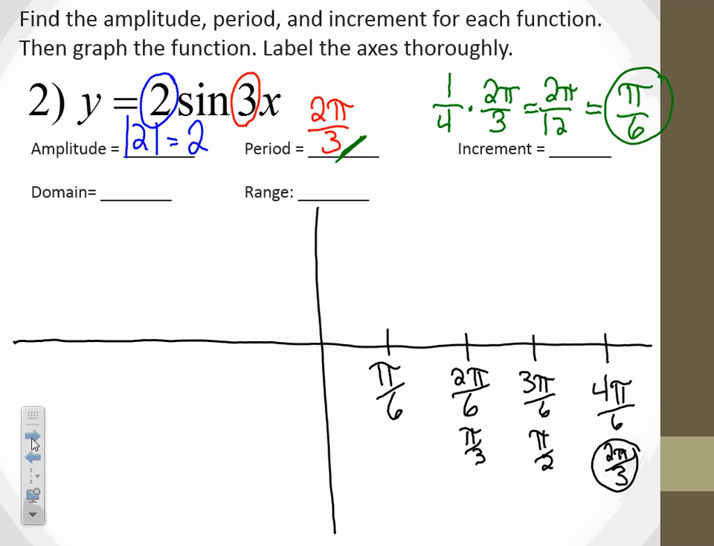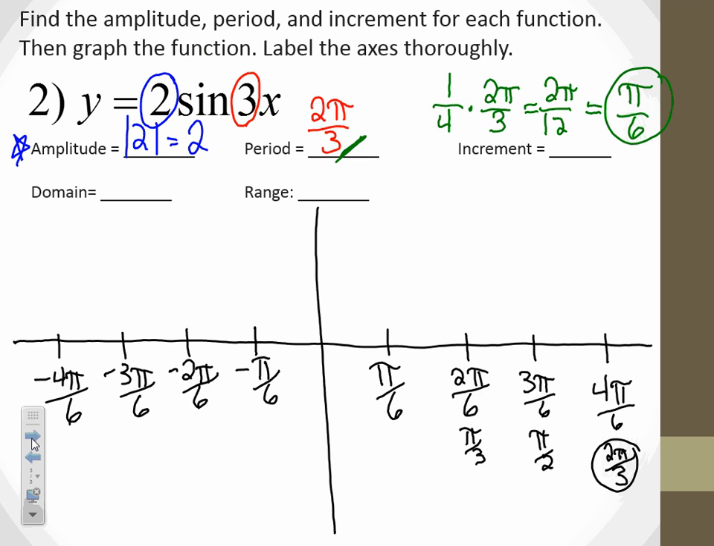Now we did it to the right of 0, 0. Now we have to do it to the left. Negative pi over 6, negative 2 pi over 6, negative 3 pi over 6, and negative 4 pi over 6. Our increments are in. Now it is time to do our amplitude.